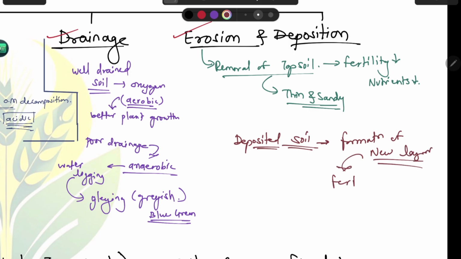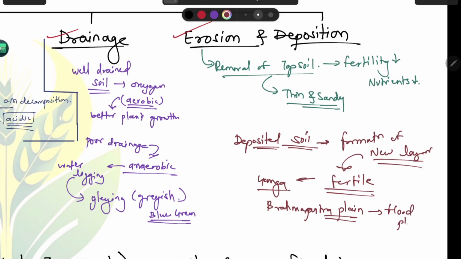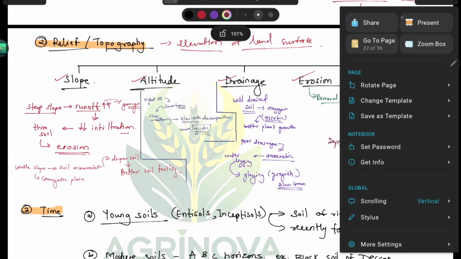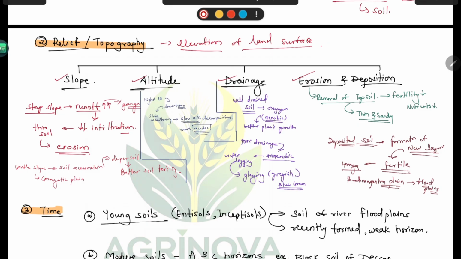So the soil is totally fertile. We can see this in the region of the Ganga plains or Brahmaputra plains, which are called floodplains. Okay, so we have seen how relief and its components affect soil formation.